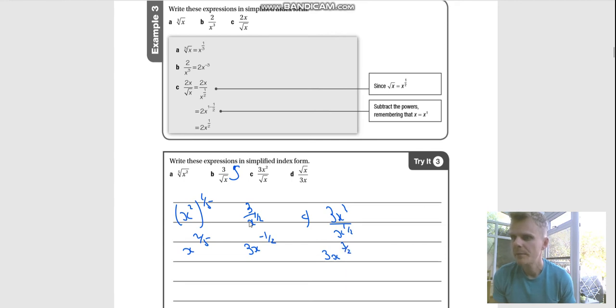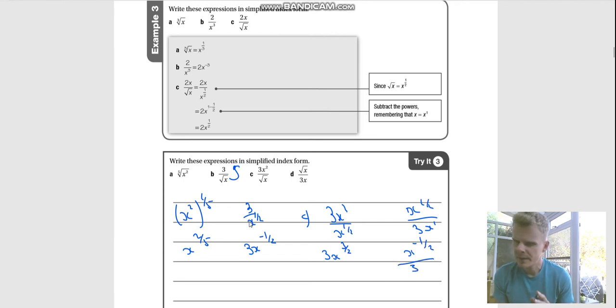And then finally, just rewrite this one out, it is x to the power of a half over 3x to the power of 1. So x to the power of a half minus 1, if you like, and then we'll end up with x to the power of minus a half over 3.